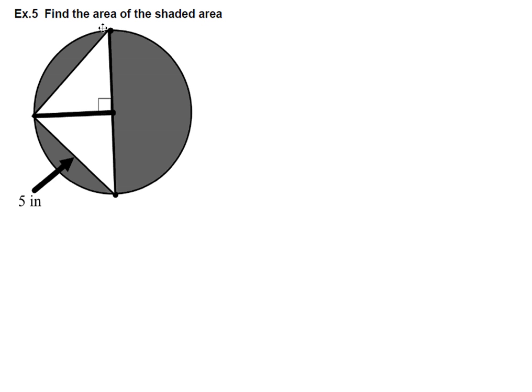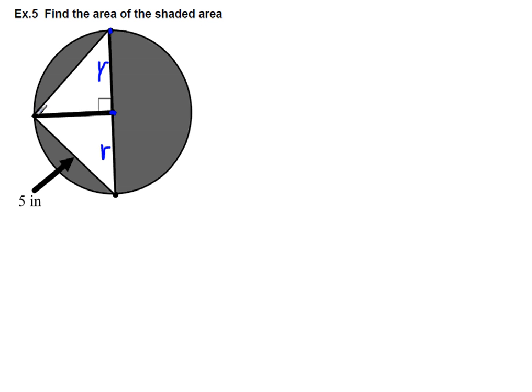Okay, find the area of the shaded area, or the shaded region, I should say. Well, we have a circle with a triangle inside, and it's an isosceles triangle. I can see that because this is a right angle. I know both of these radiuses are the same. This is a radius because it goes from the center of the circle to the outside. This is also a radius.